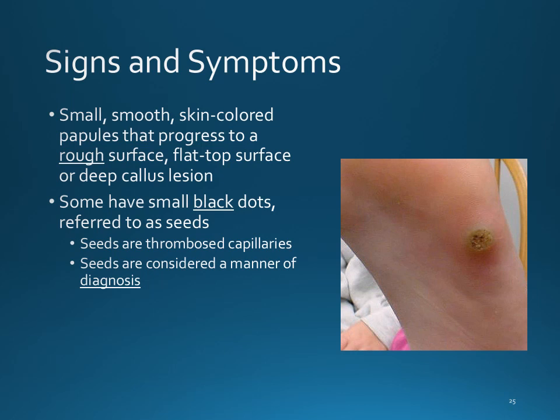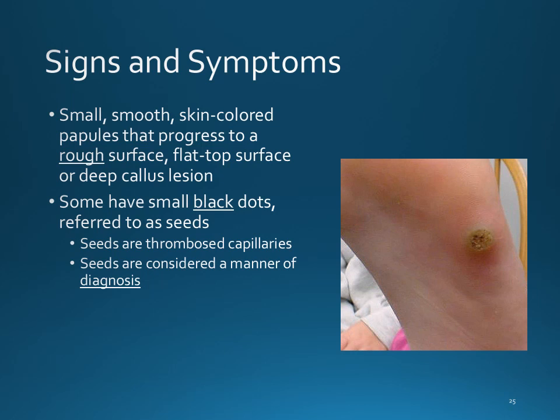So, for signs and symptoms, you can see an array of signs and symptoms. On some individuals, it will look like a smooth, dome-colored papule. Okay, papule, remember from health assessment promotion, means it's like a little cyst. It's hard, doesn't have any fluid in it. No blood, no pus, no fluid. In other individuals, it may show up as a rough surface papule that also has what's called seeds in them, which you've probably heard of.